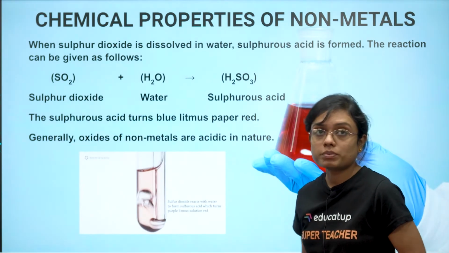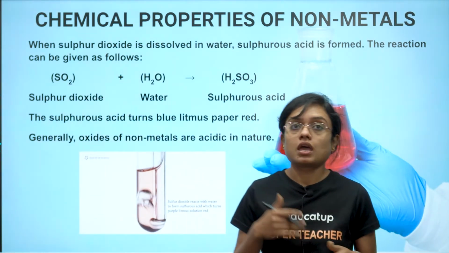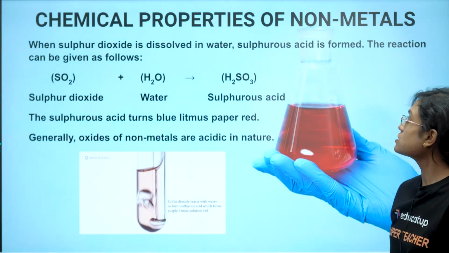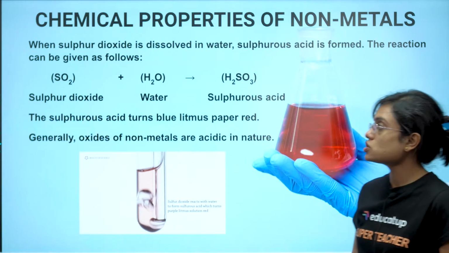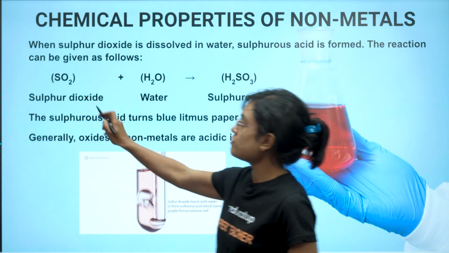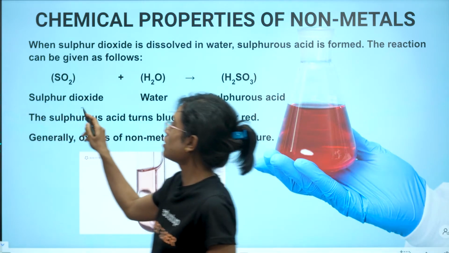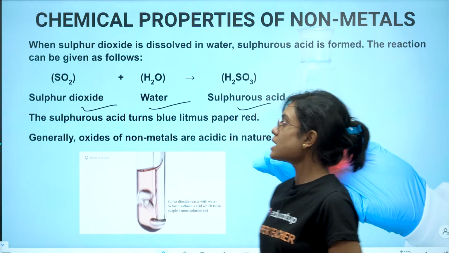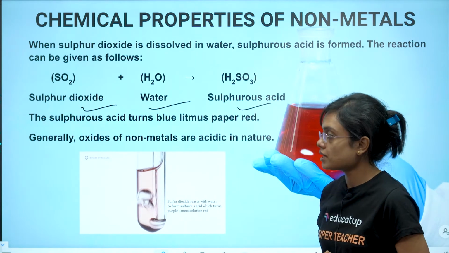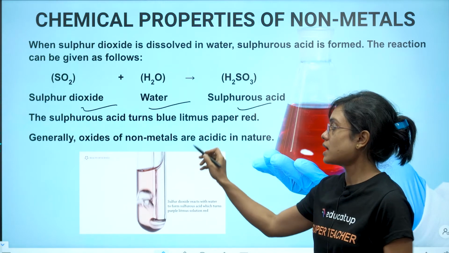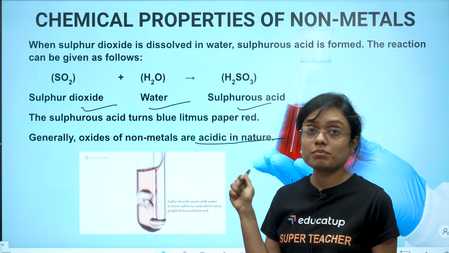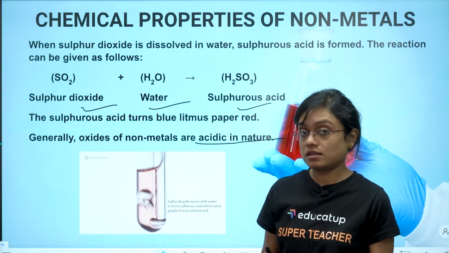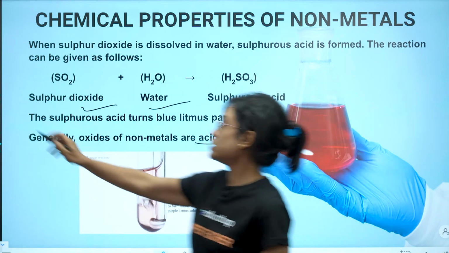Now, chemical properties of non-metals. When sulfur dioxide is dissolved in water, sulphurous acid is formed. The reaction can be given as follows. Sulfur dioxide plus water forms sulphurous acid. The sulphurous acid turns blue litmus paper red. Generally, oxides of non-metals are acidic in nature. Very important to remember. Oxides of non-metals are acidic in nature. All right. Now, let's move ahead.